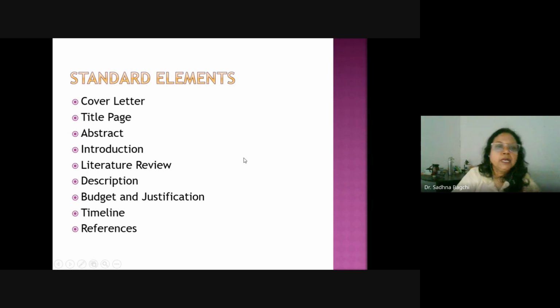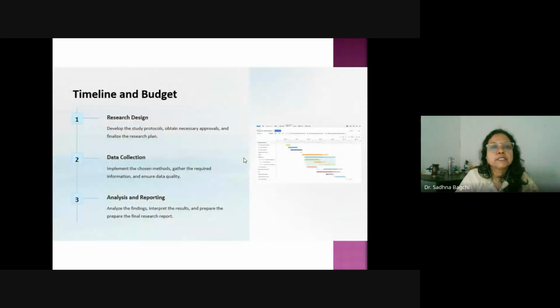Okay, the cover letter, then title page, abstract, introduction, literature review, and this. So all these things you have to describe, you have to include in your project proposal. Timeline and budget, because budget is a very essential element of a project proposal, because in academic writing the budget is not involved anywhere, whether it is any paper or in the chapter or any books.